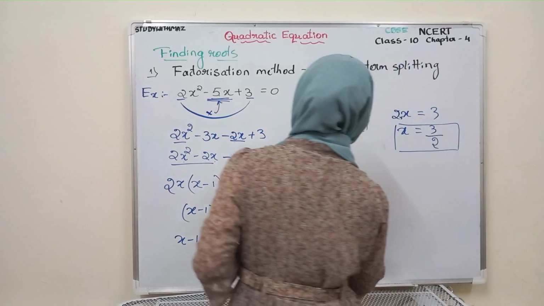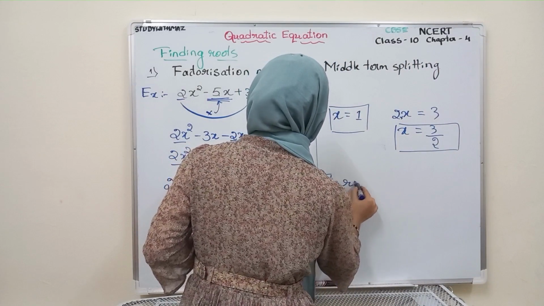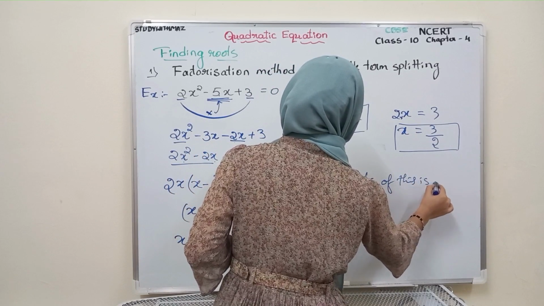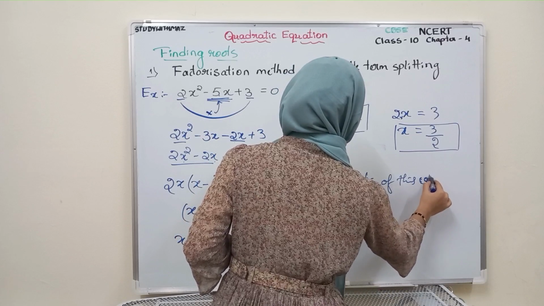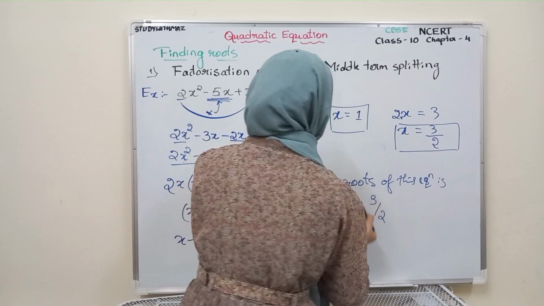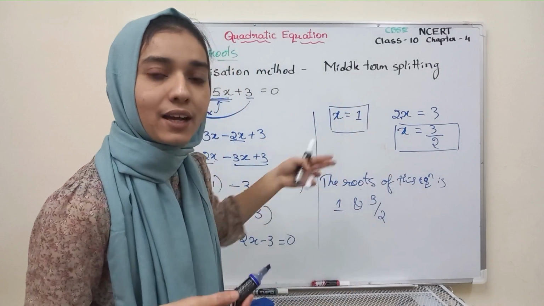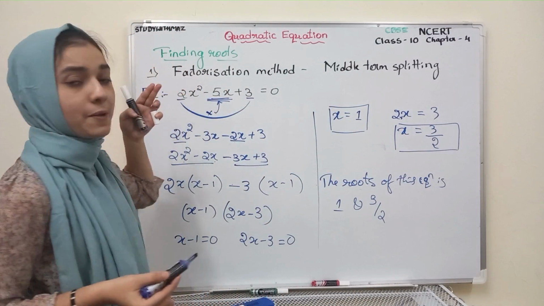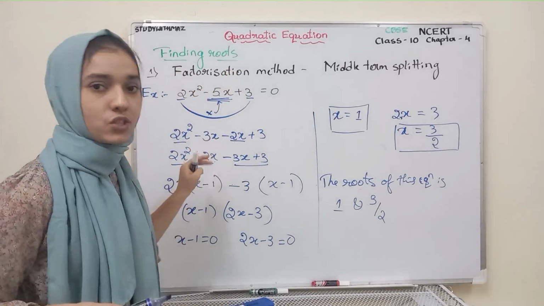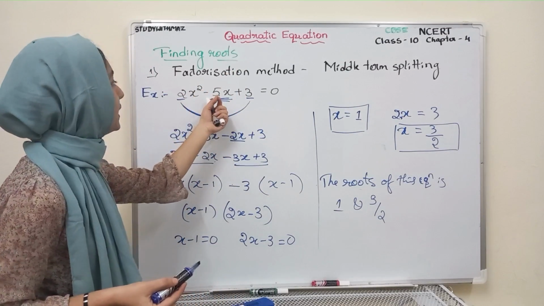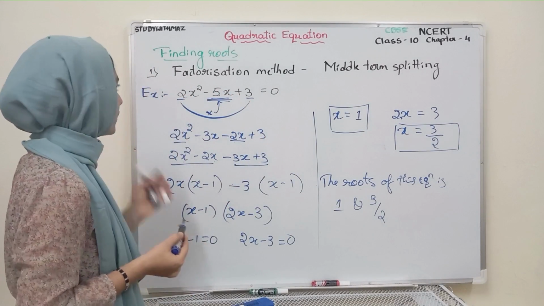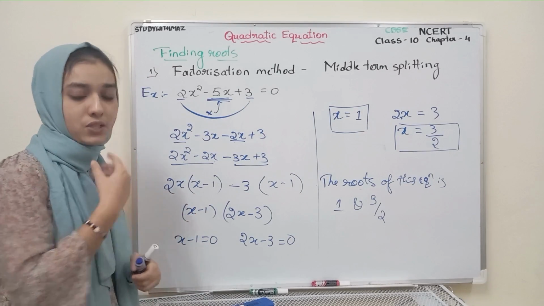So you can write the roots of this equation are 1 and 3 by 2. Just the values of x are what we call the roots of the equation, that I told you already. So this is by factorization method. In this way we have to split the middle term, and we will get the answer. This is your first method, which is factorization method. Please note this down.